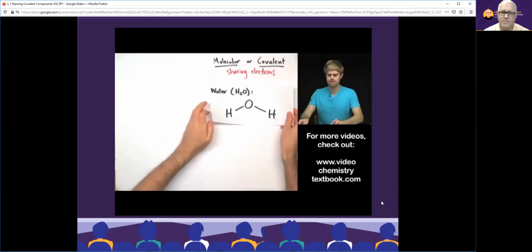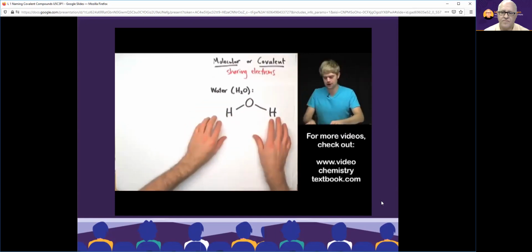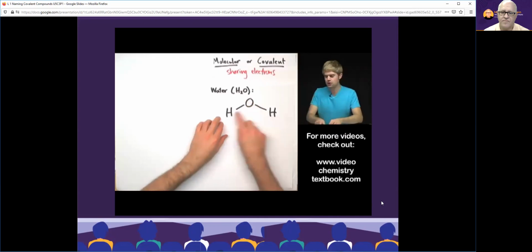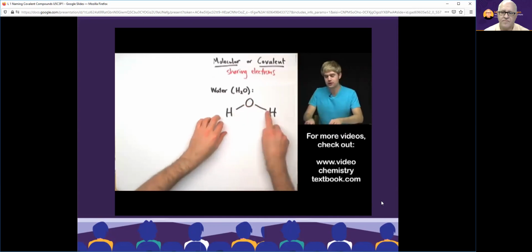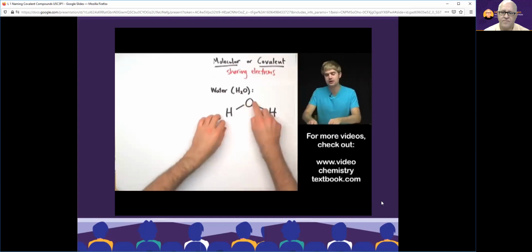Here's what I mean. Water, H2O, is a very common molecular compound. It's made of one oxygen and two hydrogens, and these lines between the atoms show that they're connected, and they mean that they're connected because they're sharing electrons.